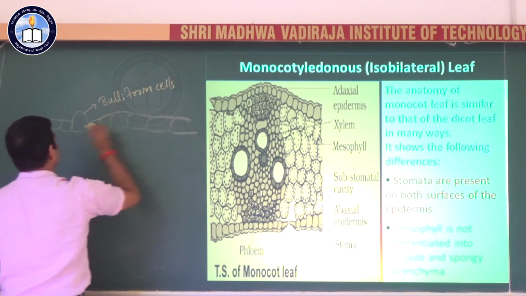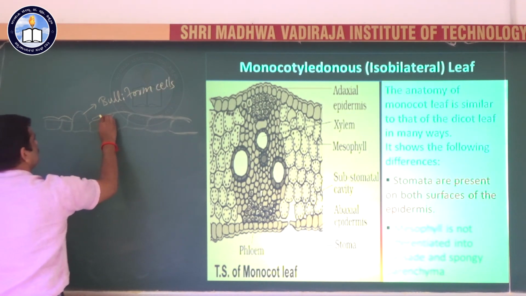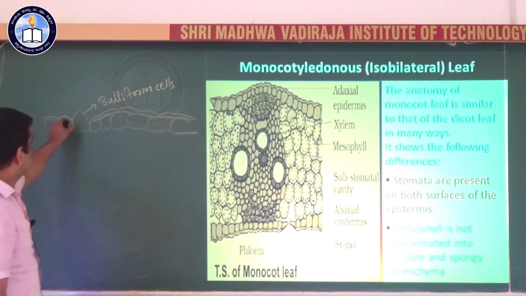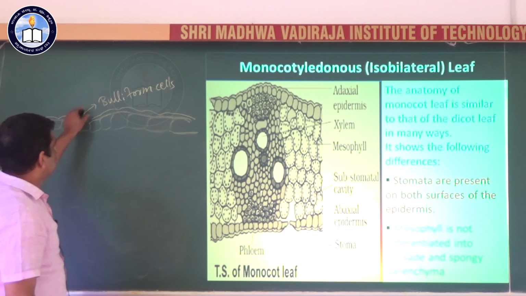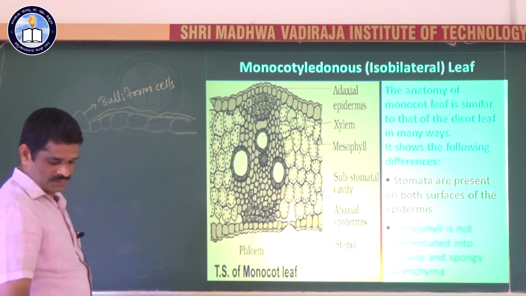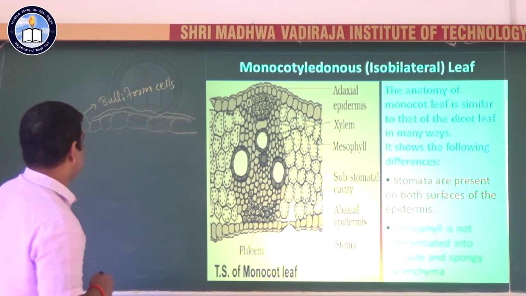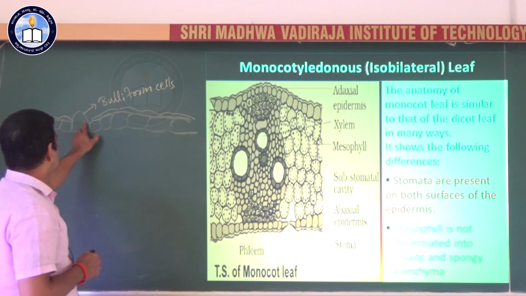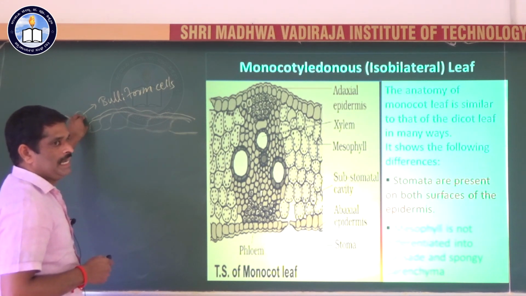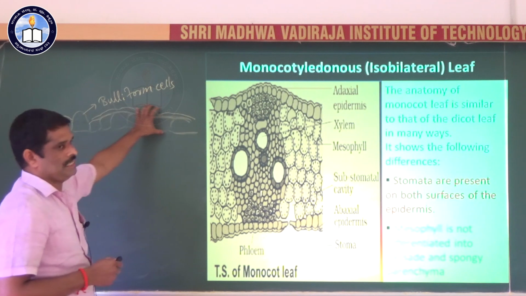Bulliform cells. Outer to the epidermis, you can see the cuticle. Certain large colorless empty cells are called bulliform cells. So these bulliform cells, under turgid conditions, expose the leaf surface.